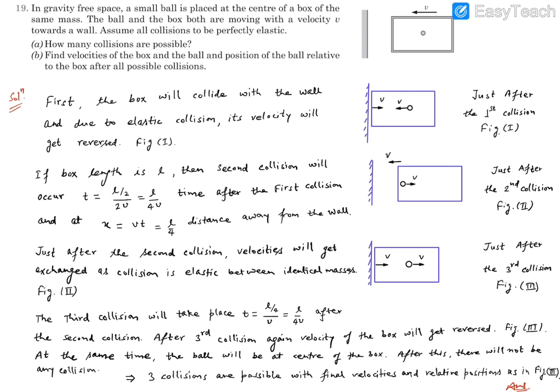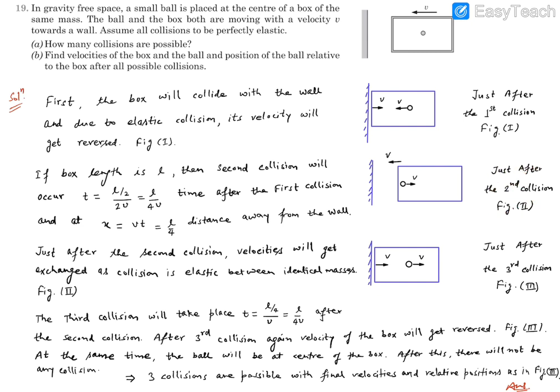This is going to be the time, measured after the first collision, after which the second collision is going to take place. So the second collision will take place L by 4v time after the first, and at that instant this box edge and this ball will be in contact. Now this figure, which I'm calling the second figure, is just after the second collision.